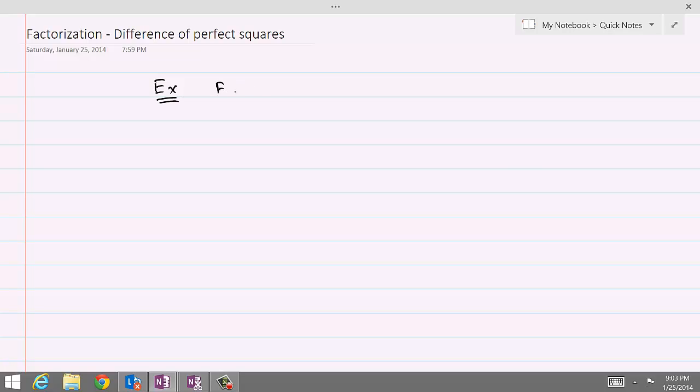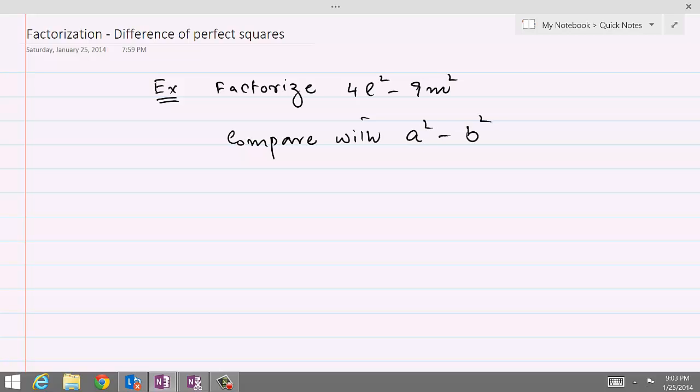Factorize 4l square minus 9m square. We can see that this polynomial contains only two terms with a negative sign between them. So let's compare it with a square minus b square. When we compare, we can see that a is a perfect square and b is a perfect square.